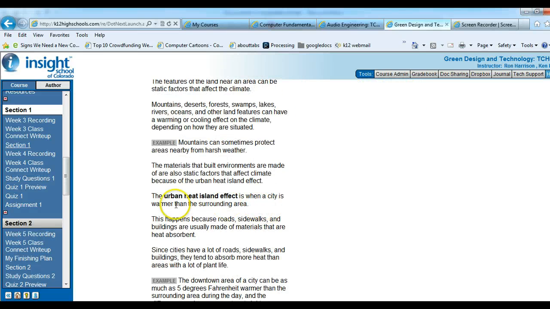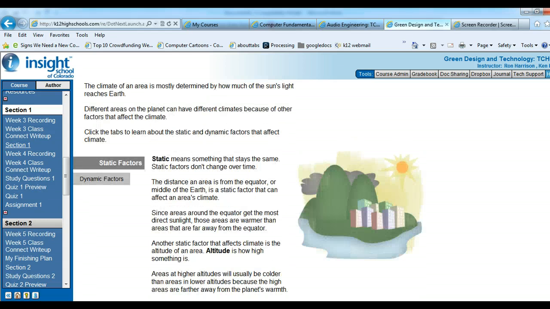And there's also something called the urban heat effect. This is when urban areas like cities have lots of roads, buildings, and such, so they absorb heat. If you look down here, it can be 5 to 10 degrees hotter in cities than it is out in the country. So those are static factors, things that never change.